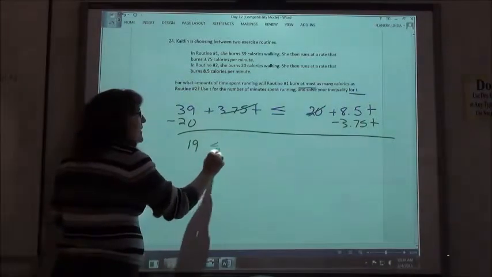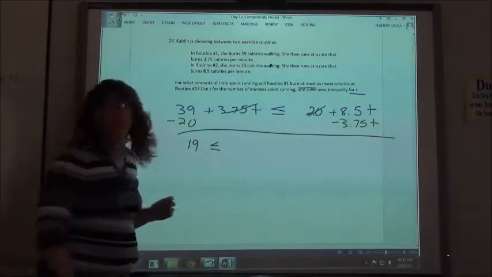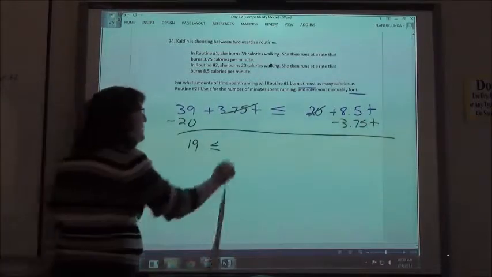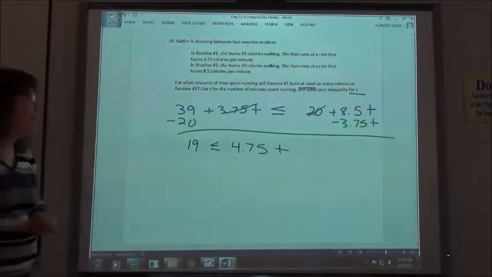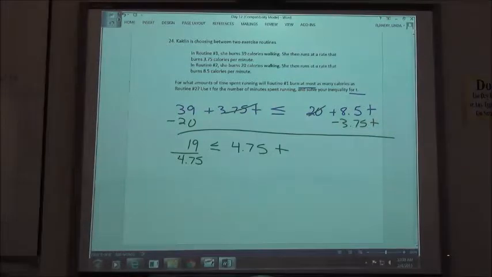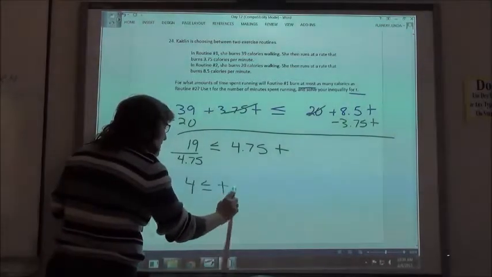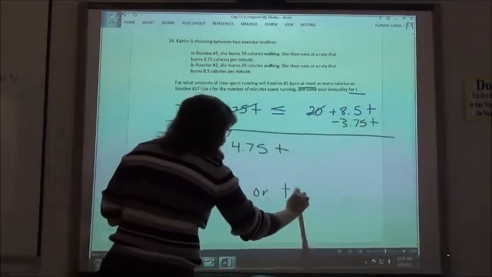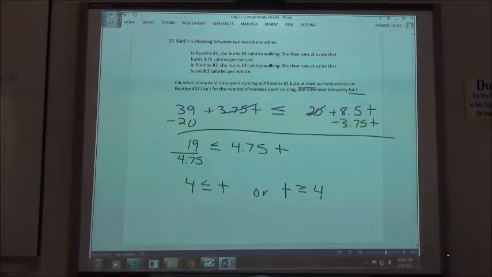So 19 is less than or equal to, if you take 8.5 minus 3.75, you get? What was that? 4.75. So 4.75 T. And then of course we have to divide. So 19 divided by 4.75 is 4. 4 is less than or equal to T, or if we wanted to switch it around, T would be greater than or equal to 4 then. You can put it in either way.